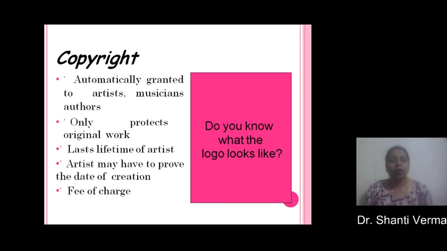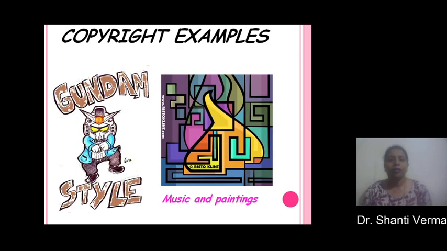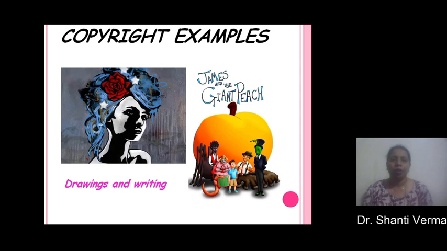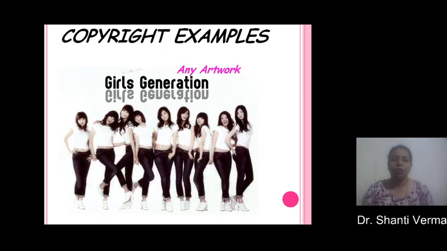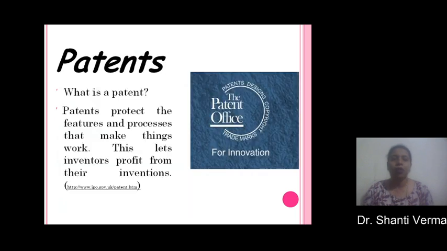Now, what is copyright? Copyright is automatically granted to artists, musicians, or authors. It only protects original works, and lasts for the lifetime of the artist. Artists may have to prove the date of creation of that particular music or dubbing, and it is free of charge. Let's take some copyright examples. For example, music and paintings, any design that you have made that is novel, any logos, as you can see here. Then this is also a logo of Girls' Generation. These are all examples of copyright.